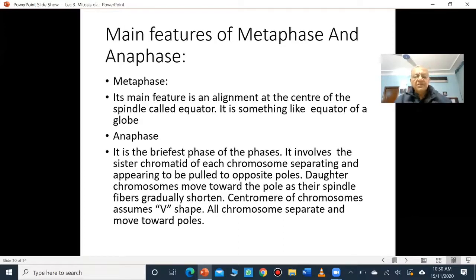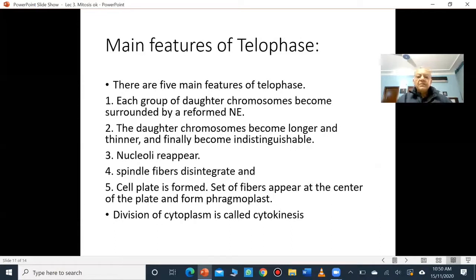I will explain this to you by making diagrams on the whiteboard, and when you make these diagrams, this will become more clear to you. The last phase of mitosis is telophase. There are 5 main features of telophase. Each group of daughter chromosomes becomes surrounded by a reformed nuclear envelope. The daughter chromosomes become longer and thinner, and finally they become indistinguishable. The nucleoli reappear, the spindle fibers disintegrate, and the cell plate is formed.